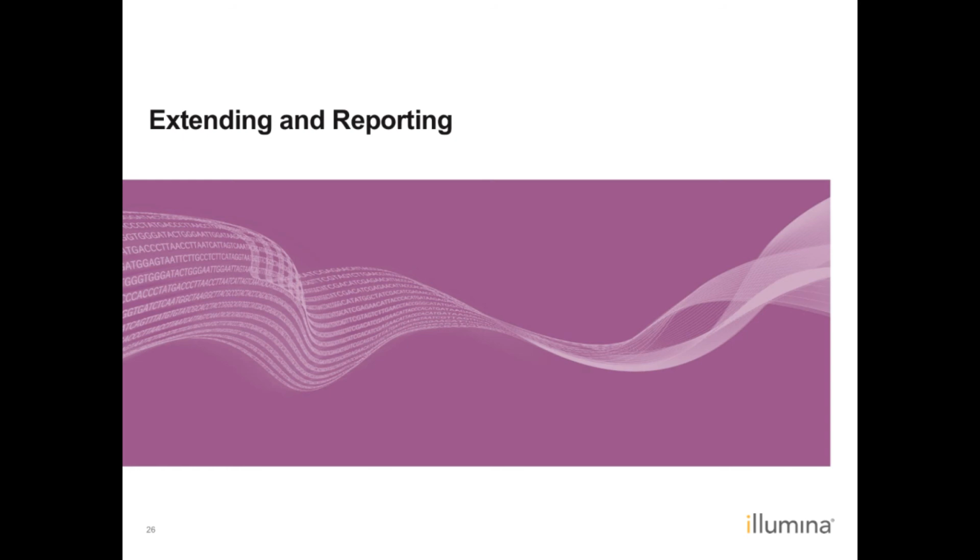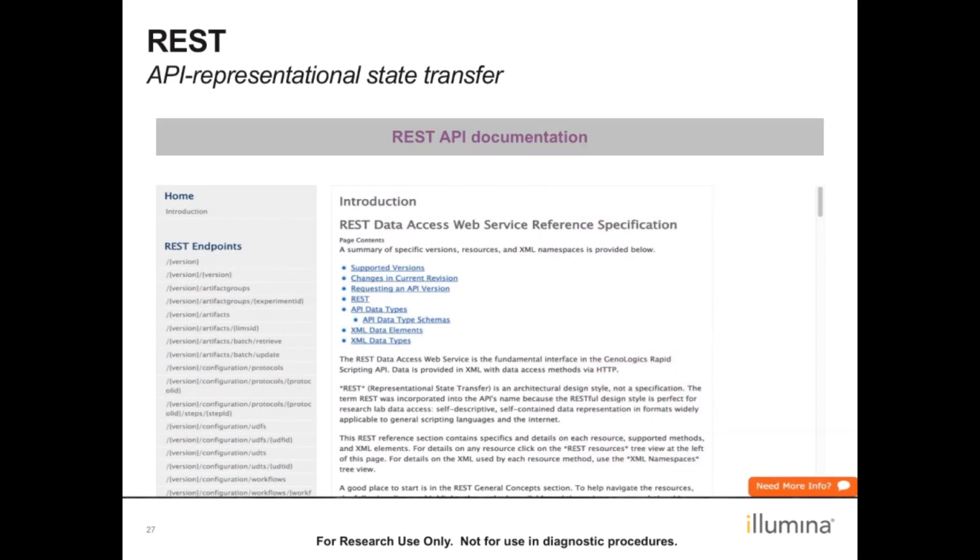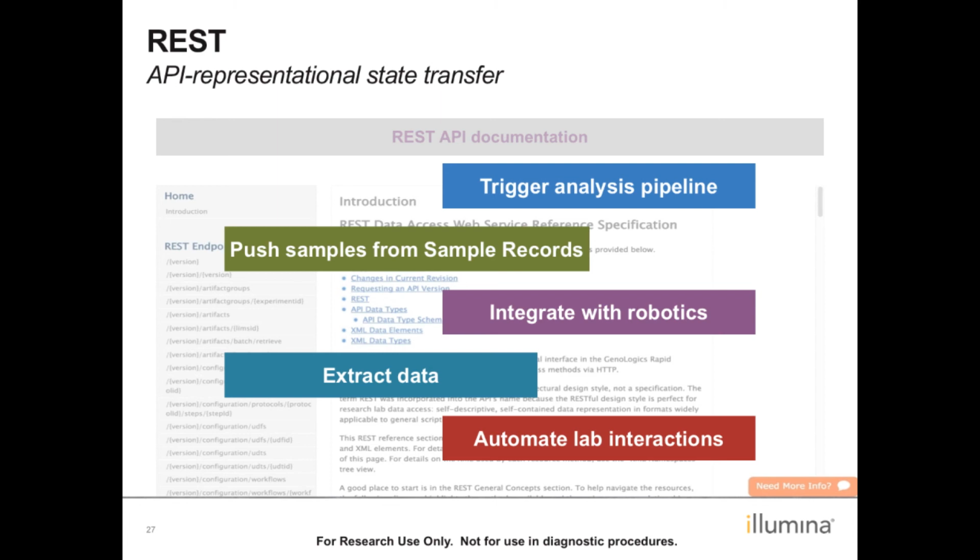Along with our core functionality and our out-of-the-box components, we offer two other features that allow you to extend and report on your LIMS. For IT and bioinformatics, we provide a way for you to extend the system by connecting it to other systems, triggering analysis pipelines, integrating with your robots, or maybe just using a script to automate lab interactions. Our REST API has been used by many customers to extend the functionality of their LIMS to reach out and touch other components throughout their institute.